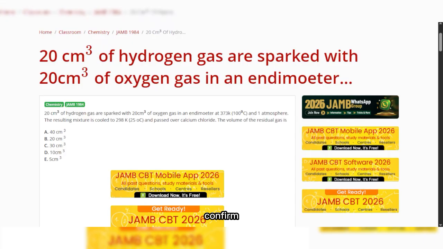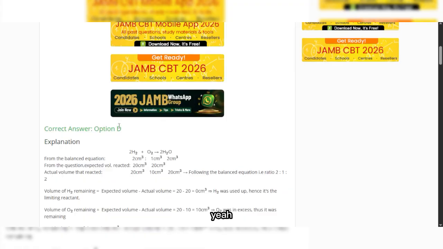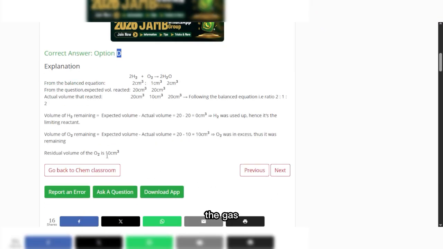Let me just confirm. Yeah, the correct answer is D. They got the residual volume of oxygen is 10 cm cube. So you can see that that is very well correct.